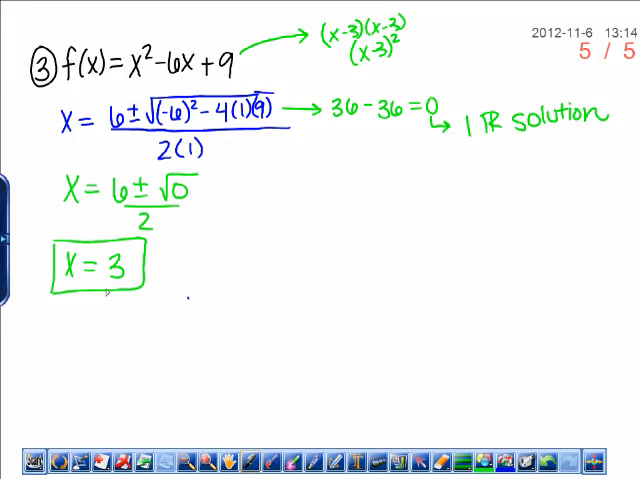It could ask you, what is the discriminant? Or what does the discriminant tell you? Or how would you find it? It could ask you any of it. You just need to be sure you know what that word means. Okay?